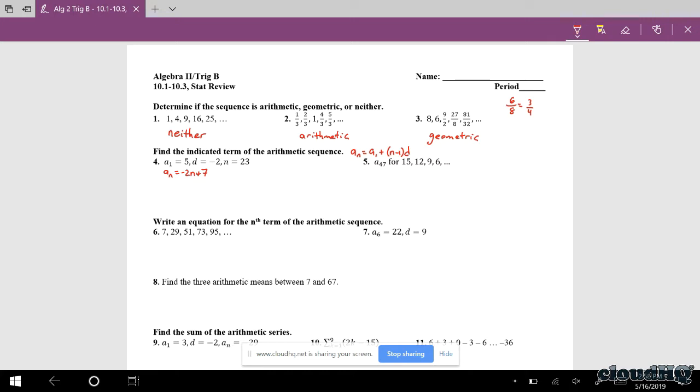Or if I plug in a 1, I need to get 5. So plug in a 1, -2 times 1 is -2. I need to add 7 to that to get the 5. So there's the rule. So now find the 23rd term. So I take -2 times 23 plus 7. So we get -46 plus 7 is -39.